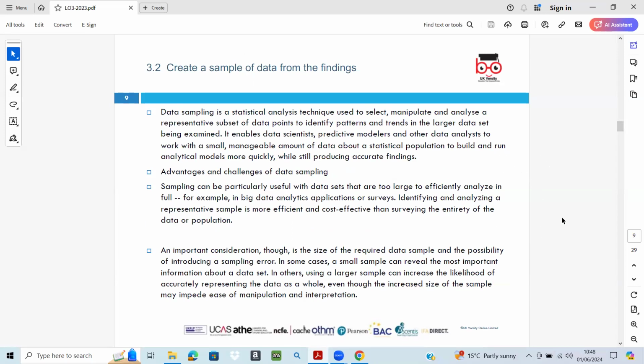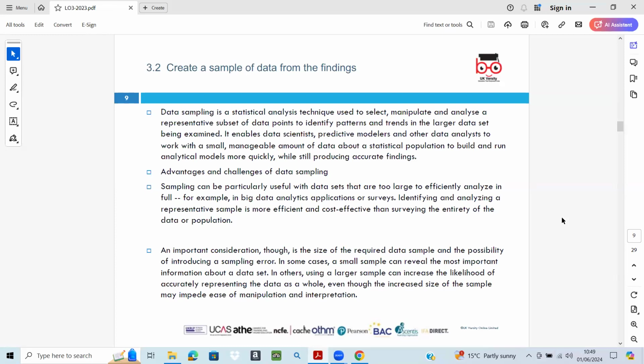Okay, in that we need to create a sample of data from finding. Okay, so data sampling is a crucial technique in statistical analysis, allowing researchers to work with a manageable subset of data to identify pattern and trend without the need to analyze the entire data set. So we'll discuss the process of data sampling and its advantages, challenges, and some practical considerations.